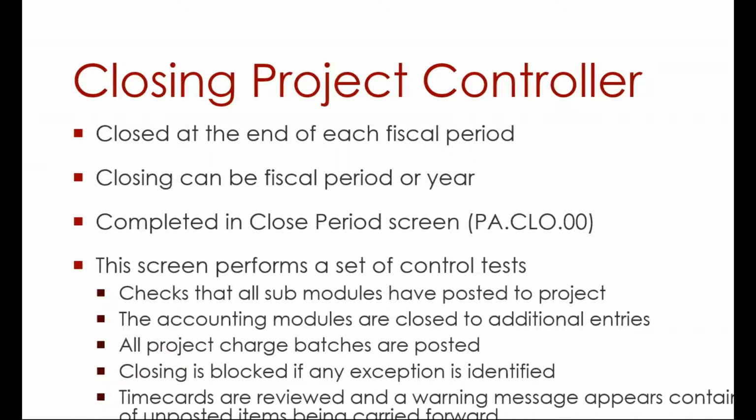This screen is going to perform a set of control tests when we run a closing. It checks that all submodules have posted to the project, that the accounting modules are closed to any additional entries, that all project charge batches are posted, and if any exception is identified, then the closing is blocked. Time cards are also reviewed and a warning message appears containing the number of unposted items being carried forward. Sometimes the closing screen will present warning messages. If that's the case, these items will not prevent you from closing. However, if you receive an error, these will prevent you from proceeding with the close, so they will block it.